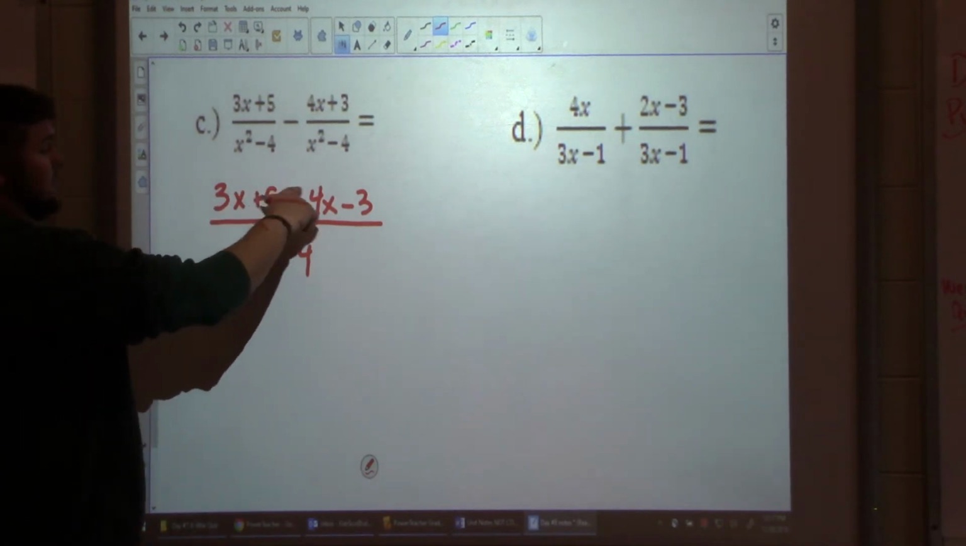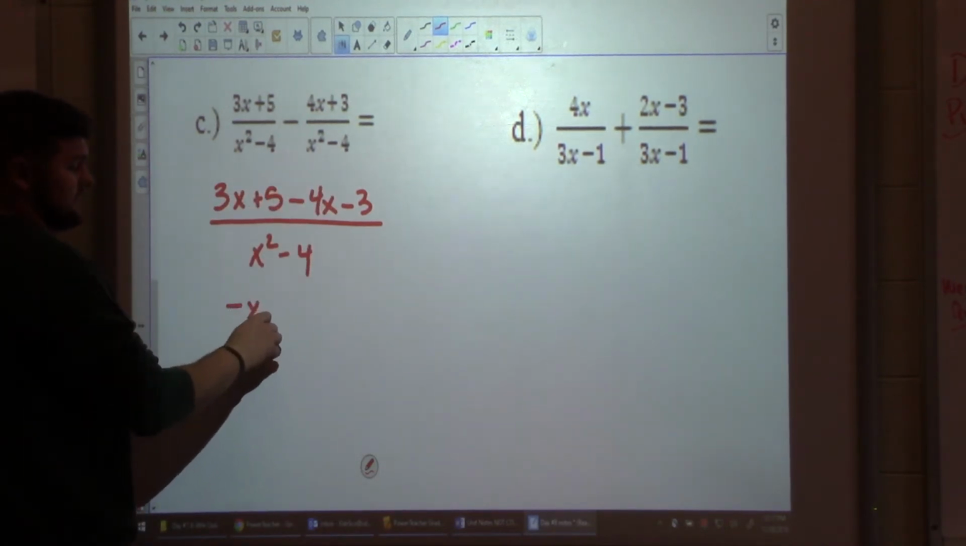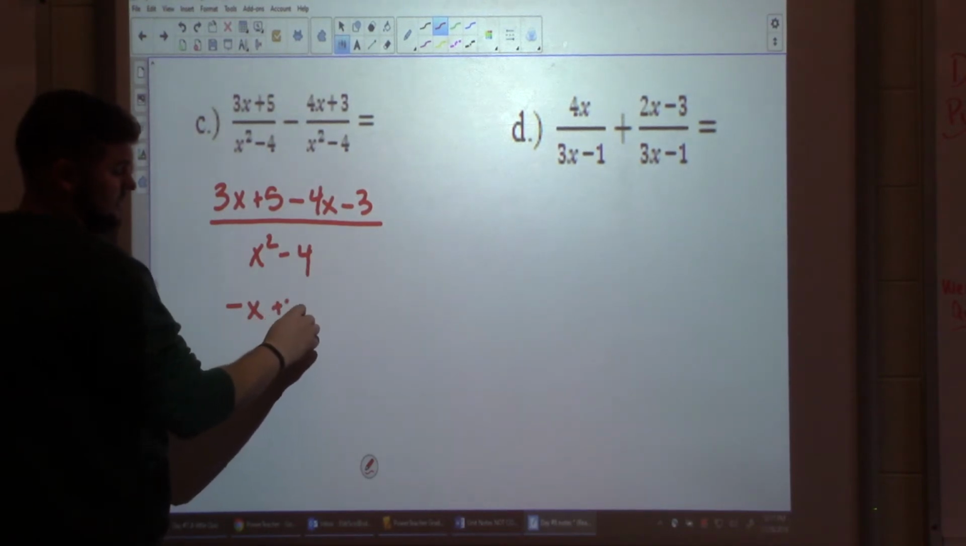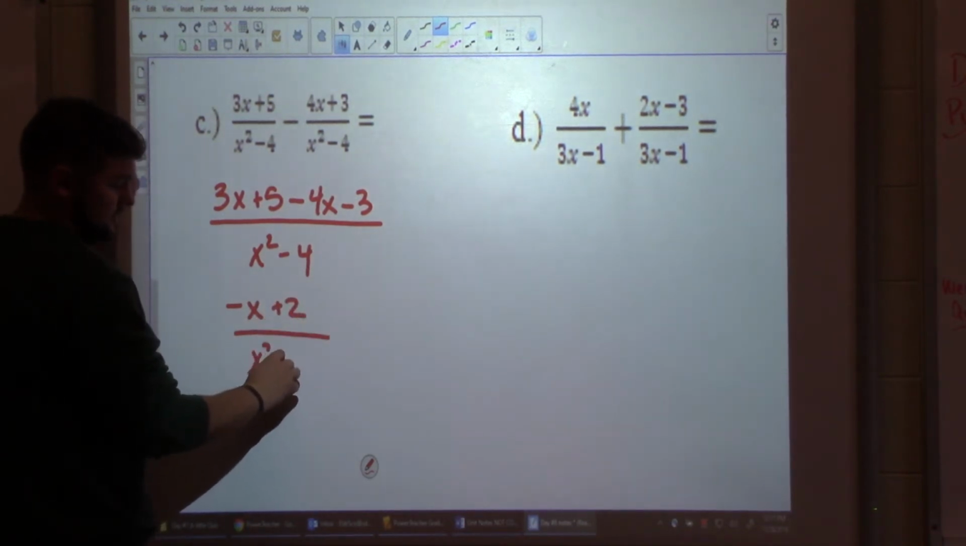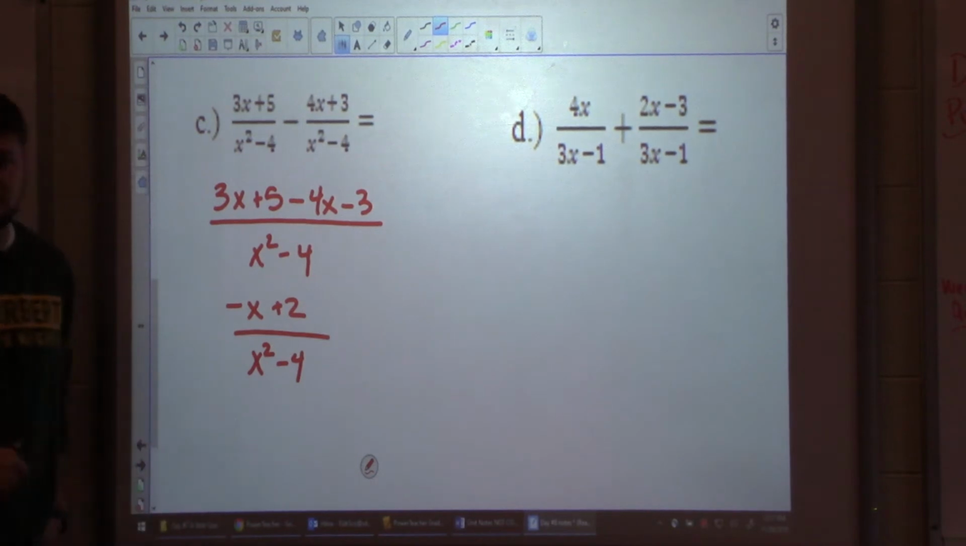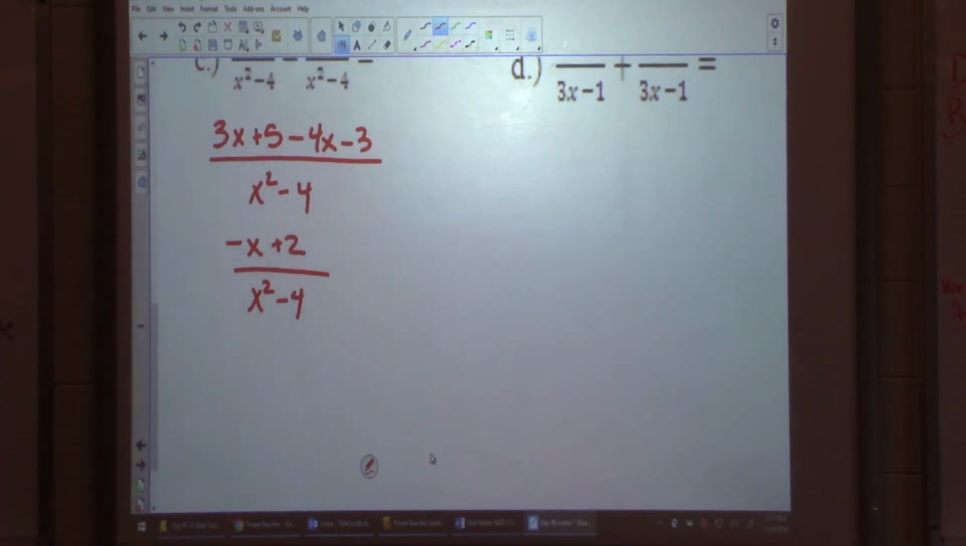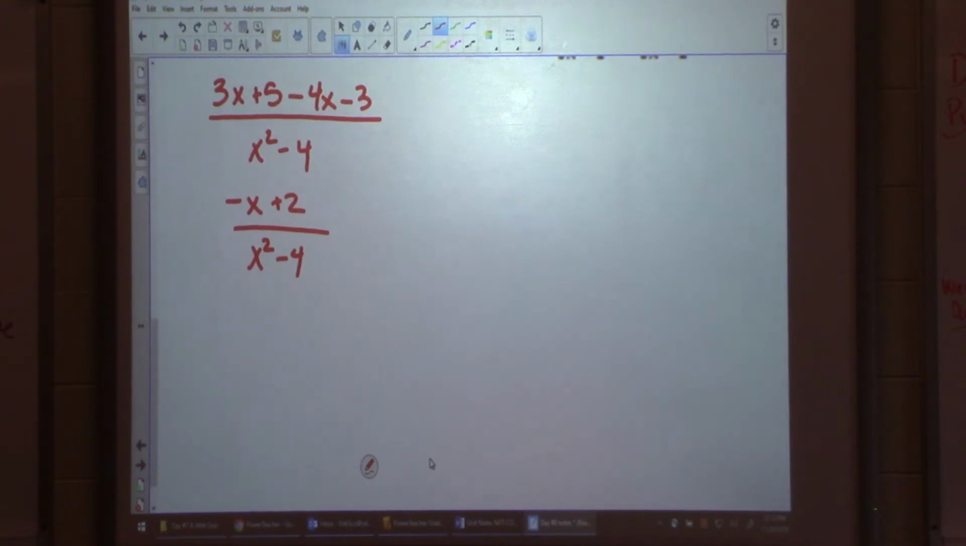Well, 3x minus 4x is going to give me negative x. 5 minus 3 is going to give me plus 2. Over x squared minus 4. Well, can I simplify that? Are you sure? We can factor it first.